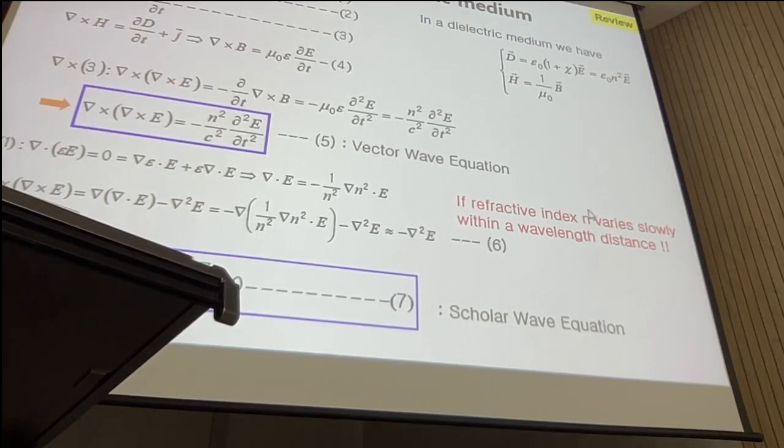Then with that condition, we can convert this vector wave equation to the scalar wave equation, that is del square E minus n square over c square times partial square E over partial t square. This is the scalar wave equation.